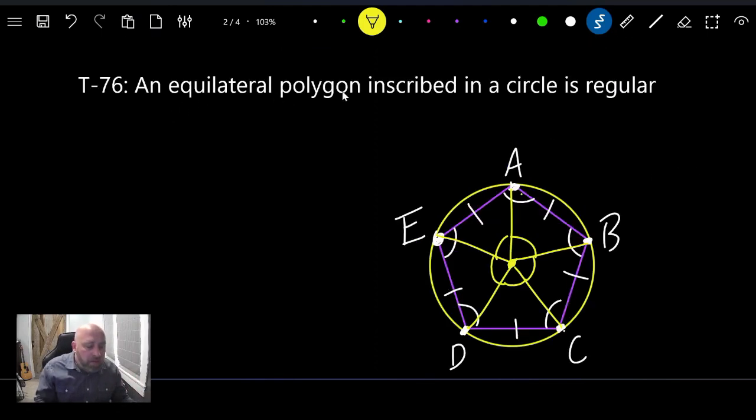So an equilateral polygon inscribed in a circle is regular. If you can get those vertices to touch the circle in all 5 points, if it's a pentagon, all 5 points have to touch the circle, then because of that, it's equilateral, and then you would also know that it's equiangular, or it is regular.